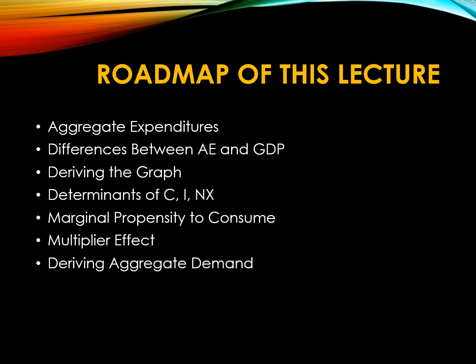We'll also talk about the marginal propensity to consume, which is pretty important for deriving what's known as the multiplier effect. And then we'll finish the lecture by using aggregate expenditures to derive the aggregate demand curve, which will be very useful when we talk about aggregate demand and aggregate supply, and also when we talk about policy for the remainder of the course beyond that point.